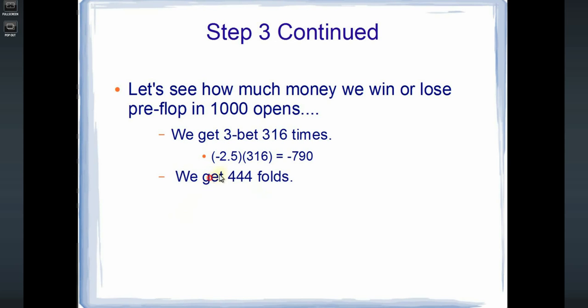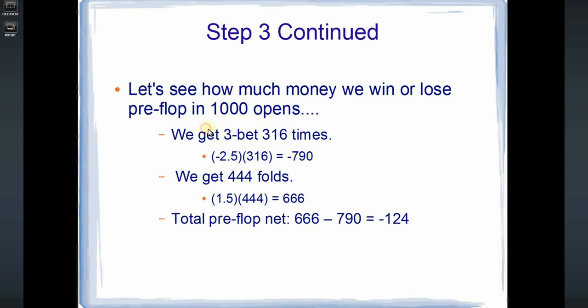We're going to get 444 folds. So every time our opponents fold, we're going to win 1.5 big blinds, because there's no ante here. So 1.5 times 444 equals 666. So that's how much money we win from pre-flop. So our total pre-flop net, so the amount of money we've won or lost without seeing a flop, is negative 124 big blinds. So yeah, just know the units here are big blinds.